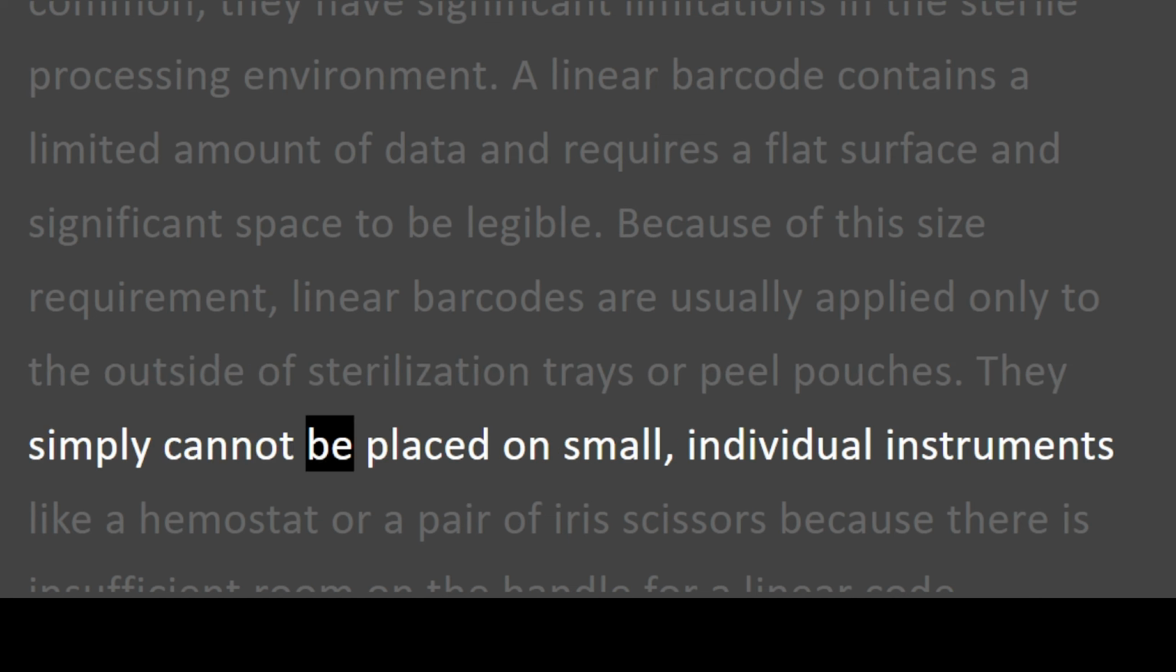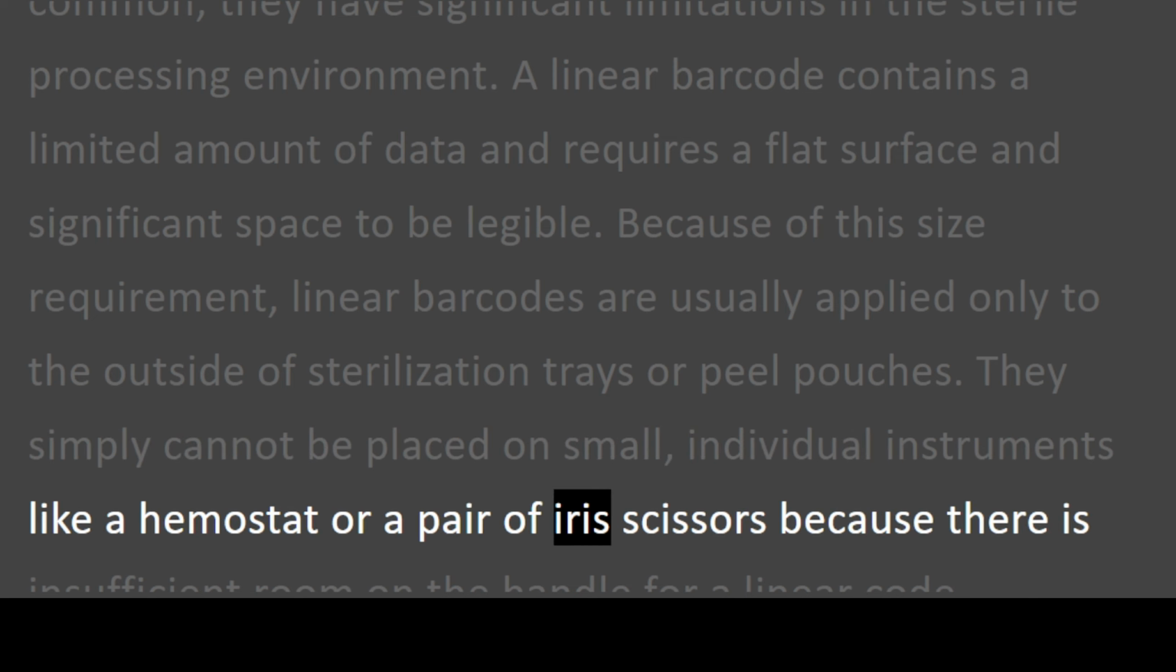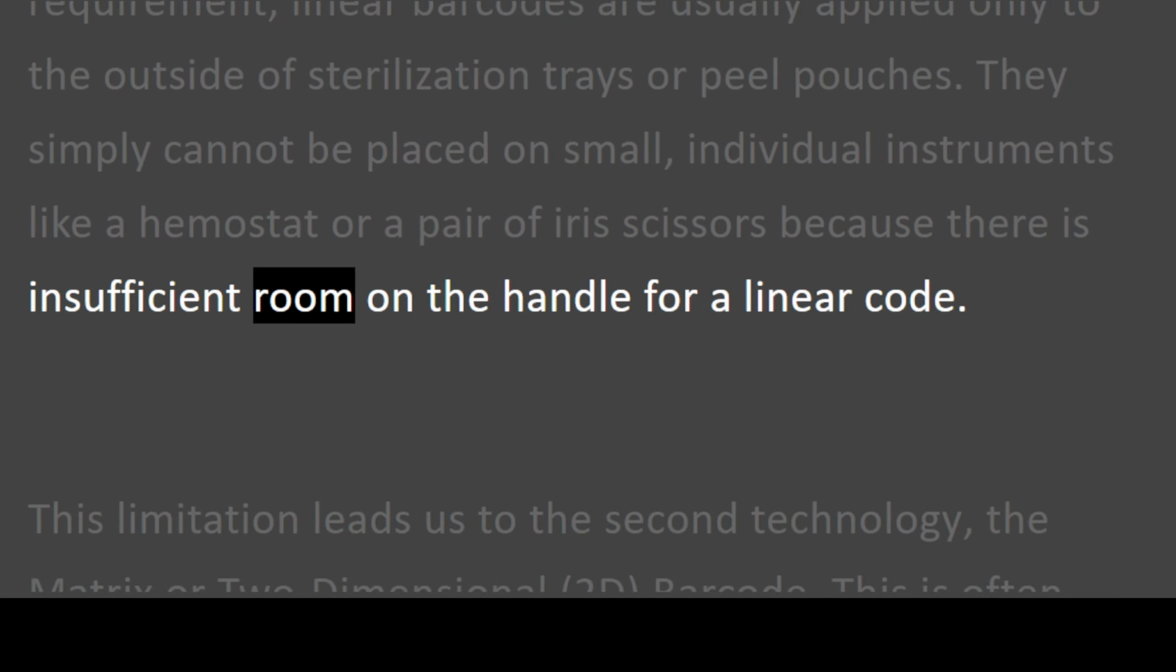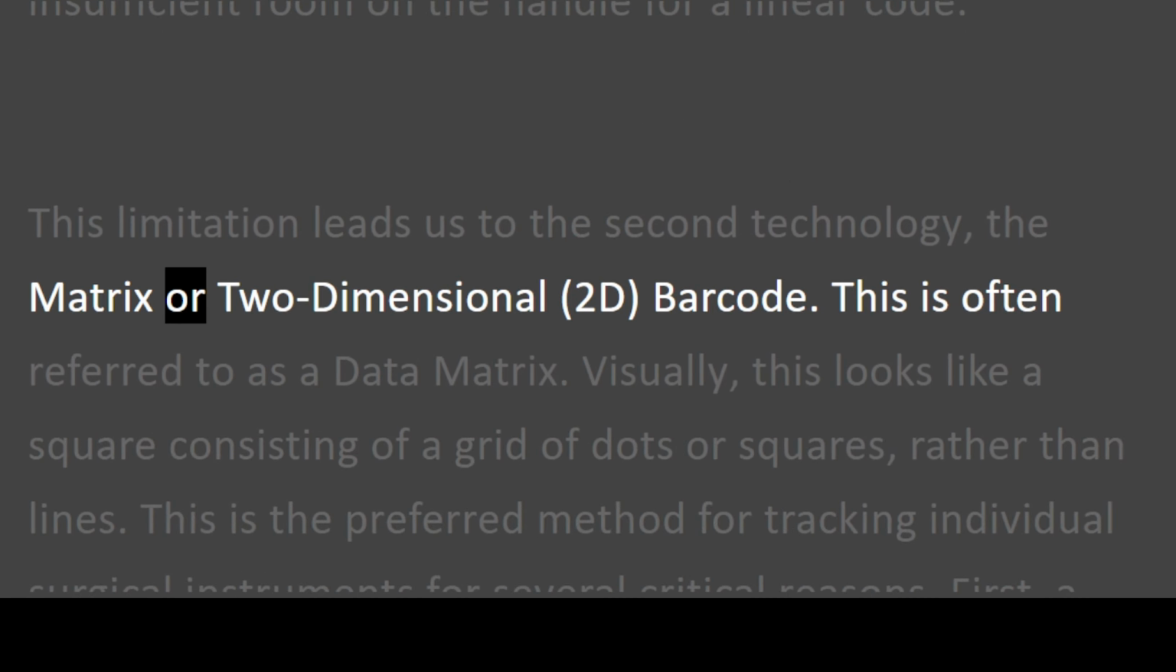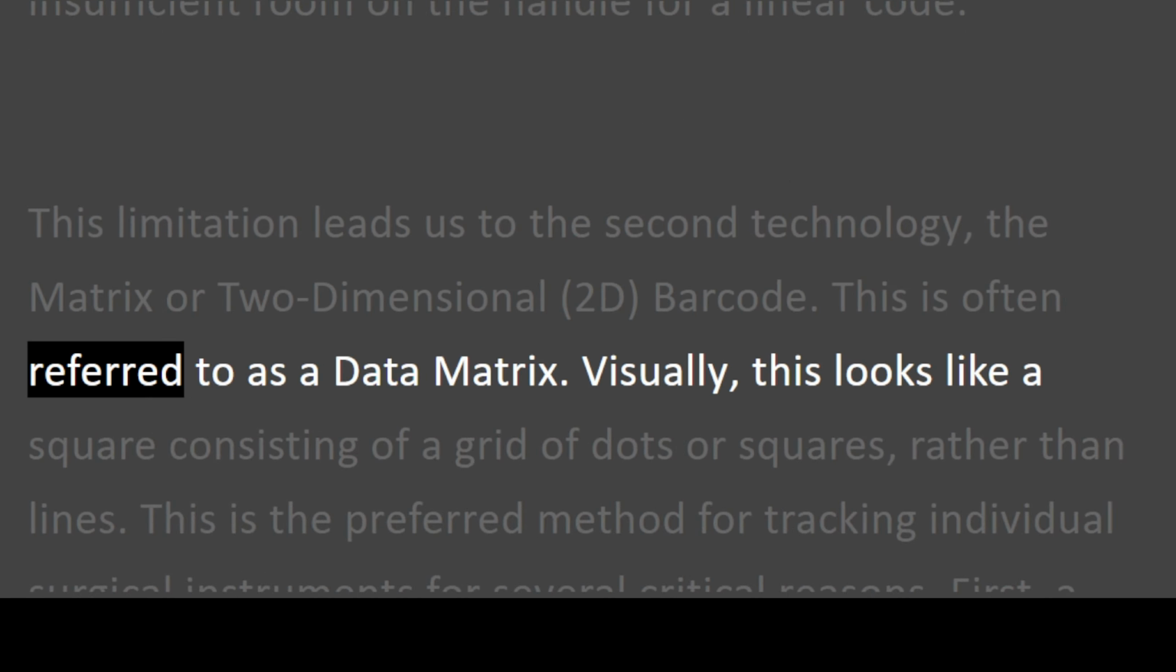They simply cannot be placed on small, individual instruments like a hemostat or a pair of iris scissors because there is insufficient room on the handle for a linear code. This limitation leads us to the second technology, the matrix or two-dimensional, 2D, barcode. This is often referred to as a data matrix.